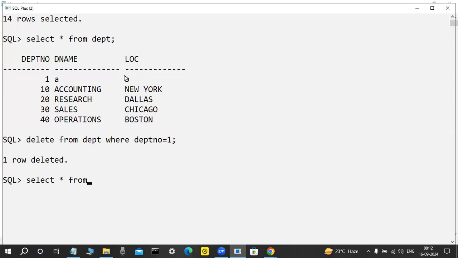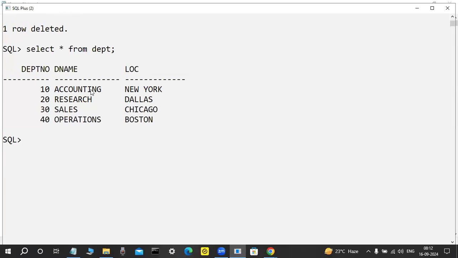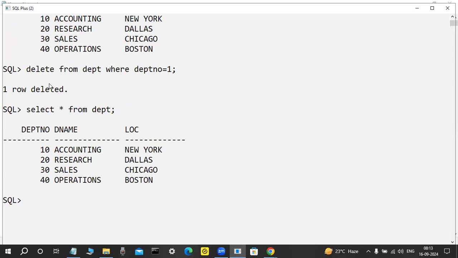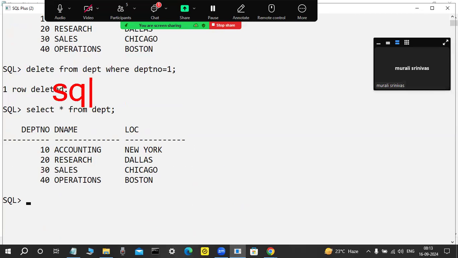Now I want to view that, so I type a command. Observe it here. In the previous case, department one is available, but in this case, it is not there. This language is called SQL, structured query language. This is also called SQL language.